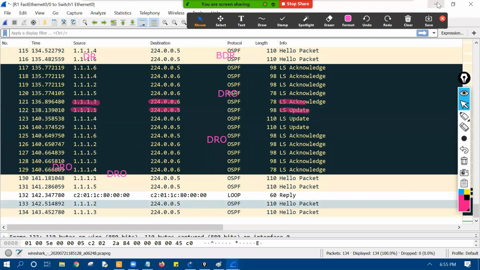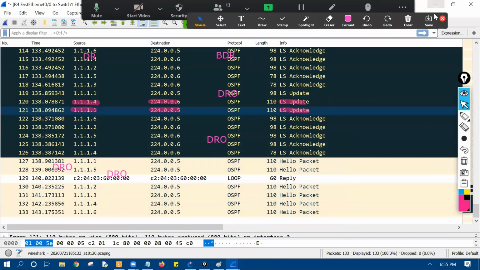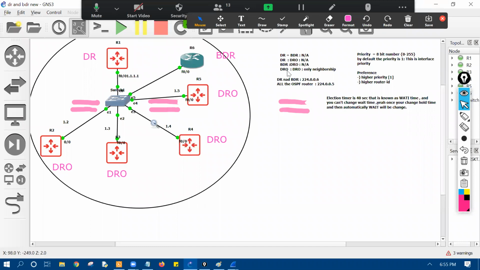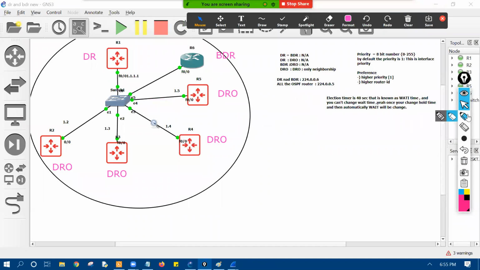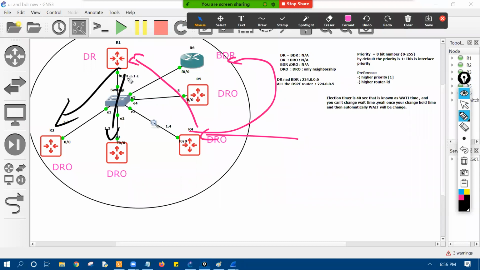So whenever the DRO receives the information, it will flood this information to the DR multicast address. This is how your information will be exchanged. The packet is sent to the BDR and DR. Now the DR will flood this information to every router.